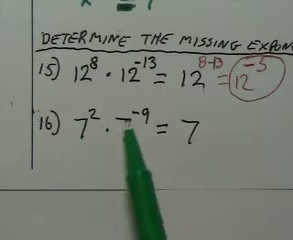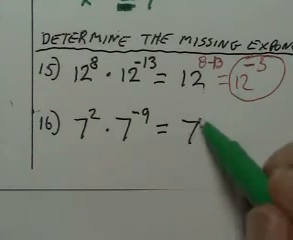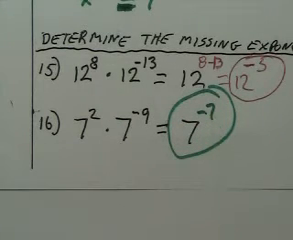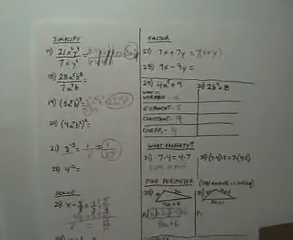Number 16, we add the exponents. 2 minus 9, that's negative 7. It's 7 to the negative 7th power. Okay, now switching over to the back side.